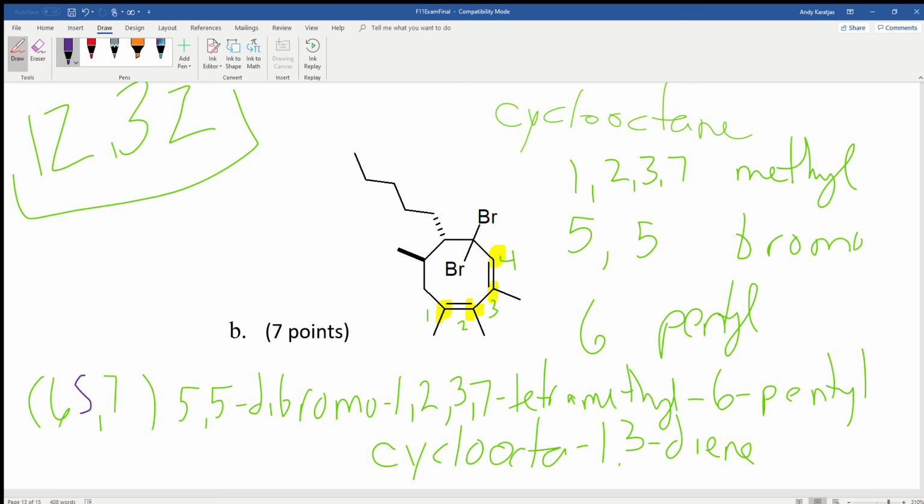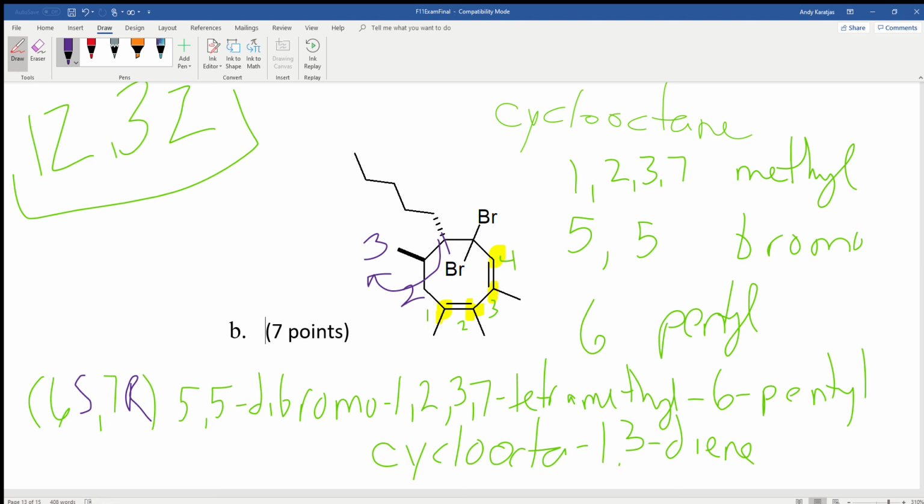At carbon 7, the methyl group here is third priority. We have first priority to the right and second priority going down. Our lowest priority substituent, the hydrogen, is already pointing back. We don't have to make any adjustments. The arrow goes clockwise, and so we have R.